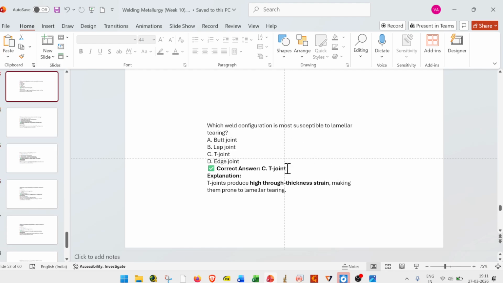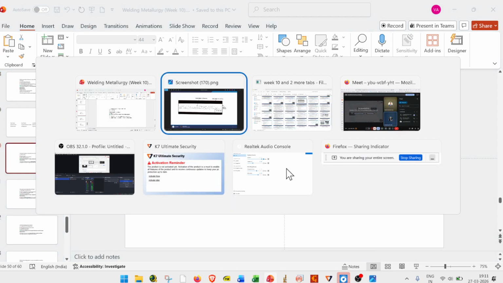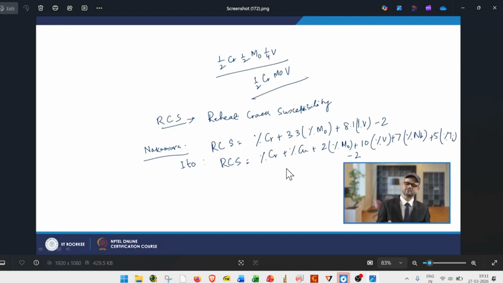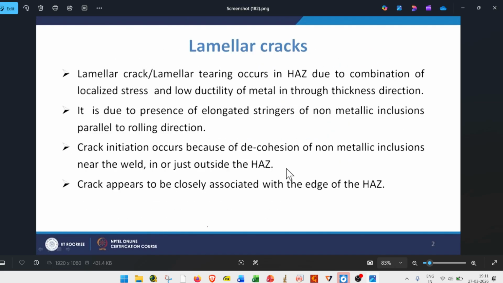and stress corrosion cracking. Okay, so we can first quickly recap what was taught by sir, then we can see the problems. So laminar cracking or laminar tearing occurs in the HAZ due to the combination of localized stress and low ductility of the metal in the through thickness direction.